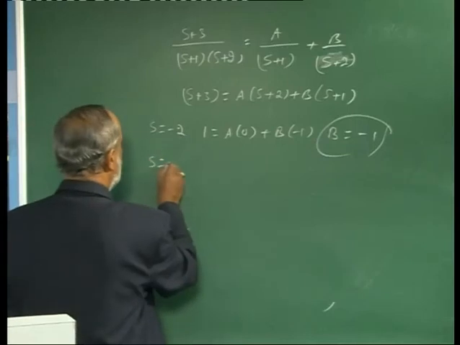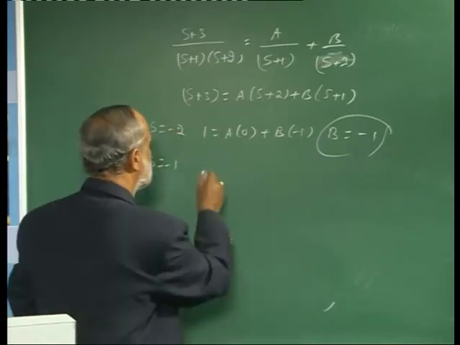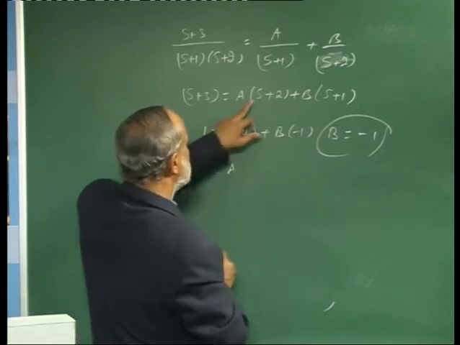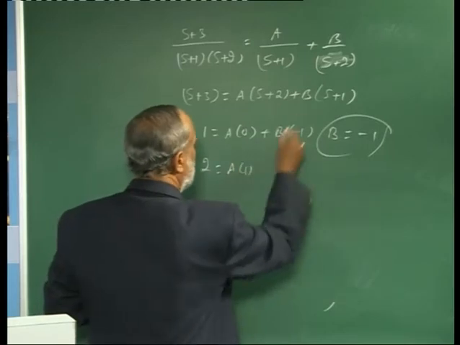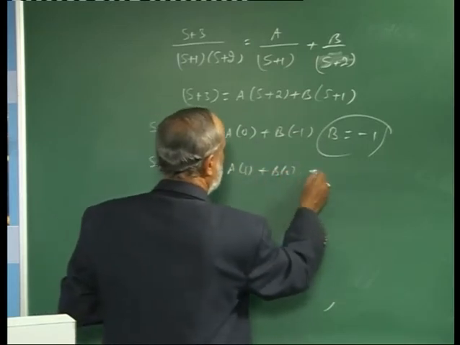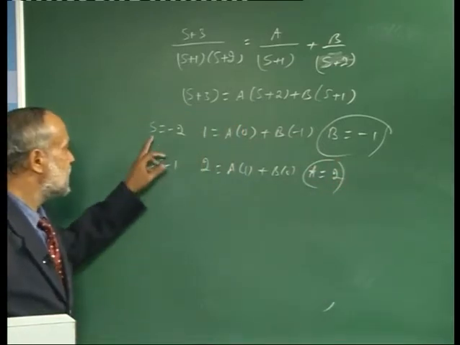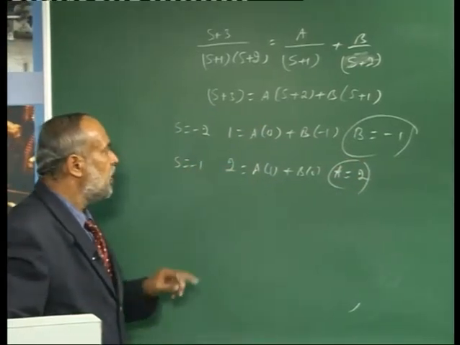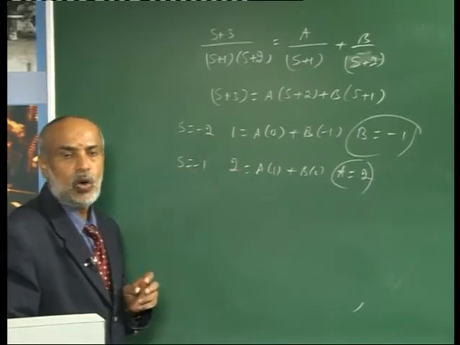Next, put s is equal to minus 1. If you put s is equal to minus 1, LHS minus 1 plus 3 is 2, then a is minus 1 plus 2 is 1, then b becomes 0, then a is equal to 2. After putting s is equal to minus 2, you get b value minus 1. After putting s is equal to minus 1, you get a is equal to 2.